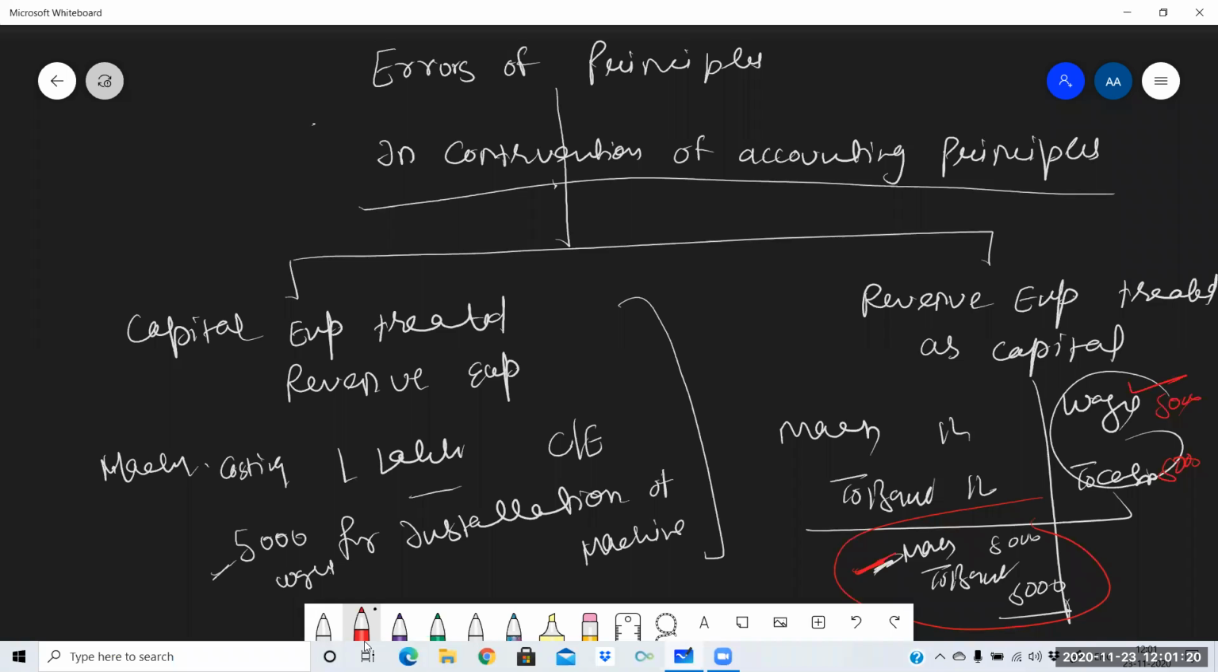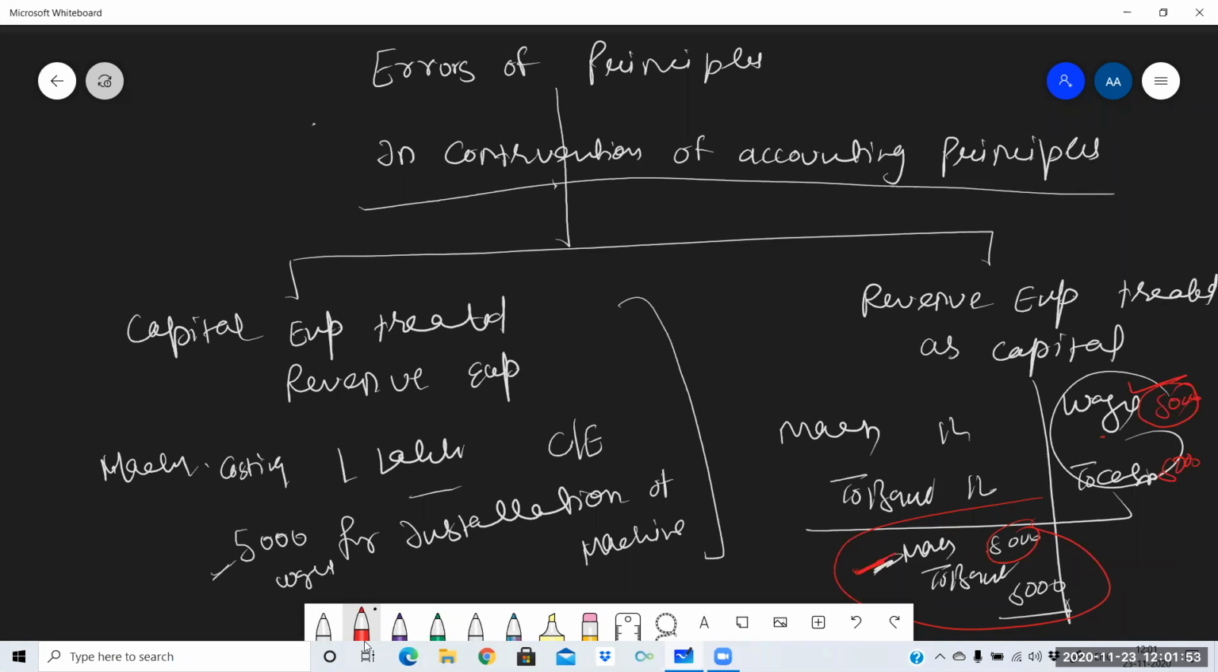In this case, there will be no effect on trial balance. Why? Because the amount is kept on the correct side, but in the wrong account. So the trial balance will match. Machine is debited, wages are also debited. The trial balance will not match when the side is incorrect or the amount is incorrect. If the side and the amount are correct and only the wrong account is there, there will be no effect on the trial balance.